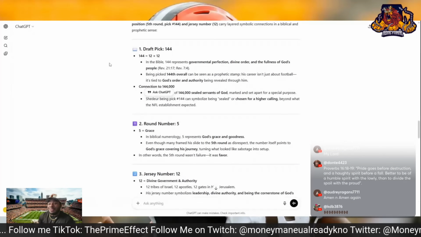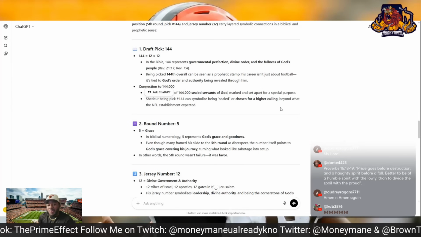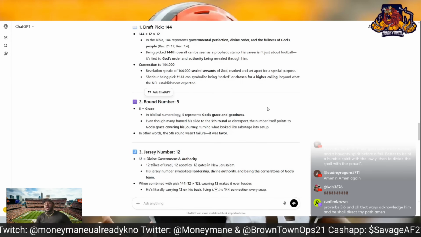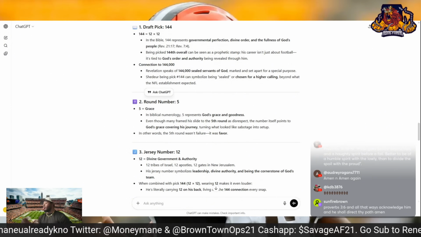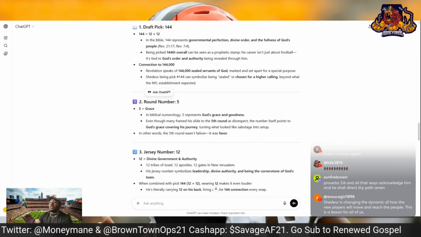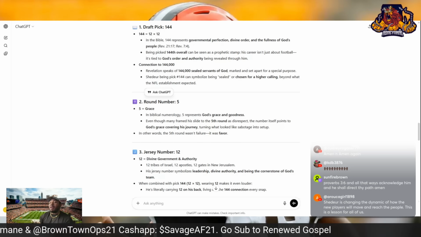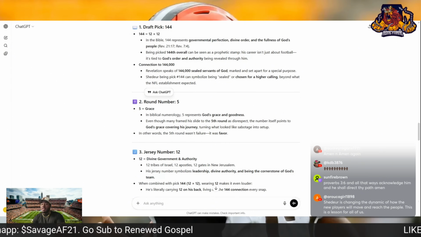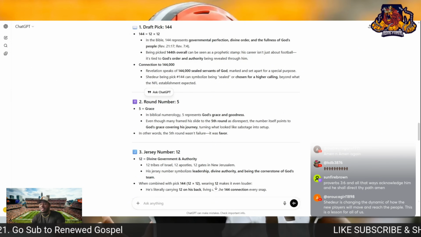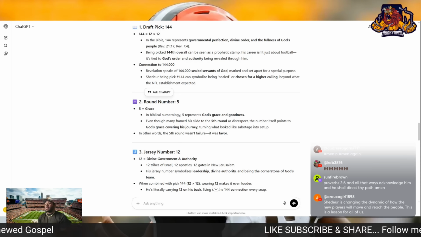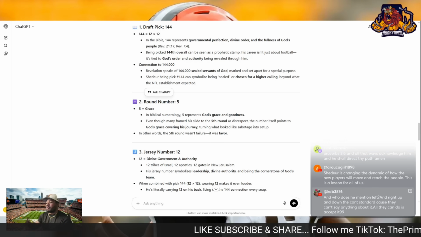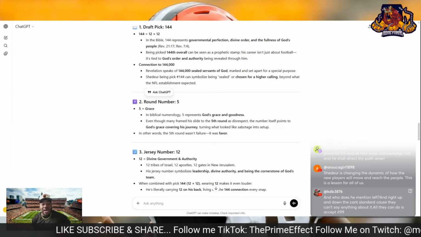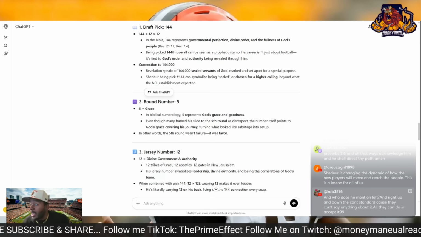Let me get back to it. I'm telling you, picked out to be picked on. Number 2, round number 5, grace. 5 equals grace. In biblical numerology, 5 represents God's grace and goodness. Even though many frame this slide to the 5th round as disrespect, the number itself points to God's grace covering his journey, turning what looked like sabotage into a setup.